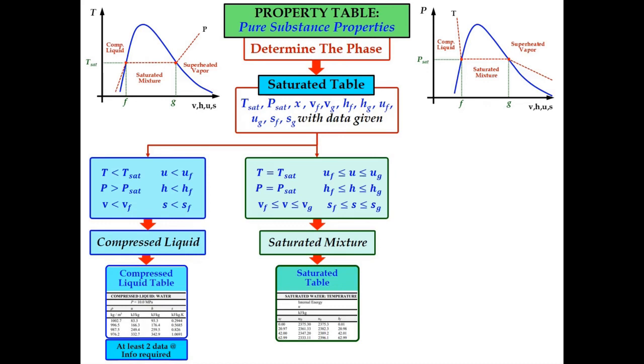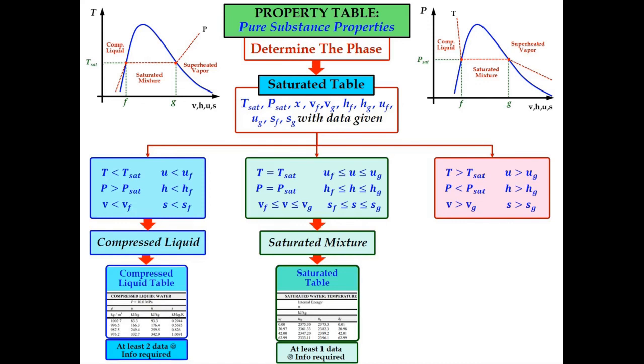However, if the state involved is a mixture, you cannot directly obtain the values of U, H, V, and also S. So you need to use the specific formula, as we already discussed before. You need to calculate the value of quality and so on. Also, for the saturated table, you need to have at least one data or one piece of information.